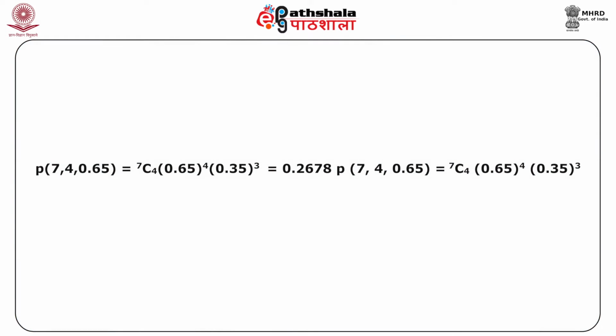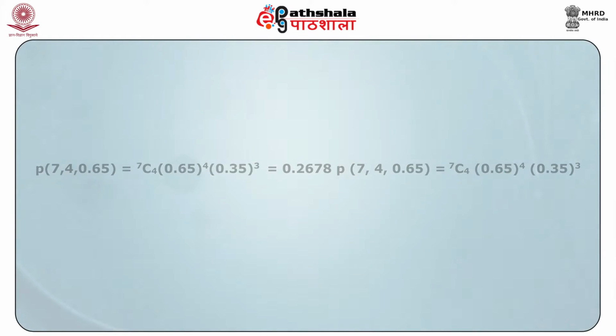0.06166. If we accept the Medical Association's claim of p equal to 0.65, then P(X=4) = 7C4 into 0.65 to the power 4 into 0.35 to the power 3, which is equal to 0.2678.